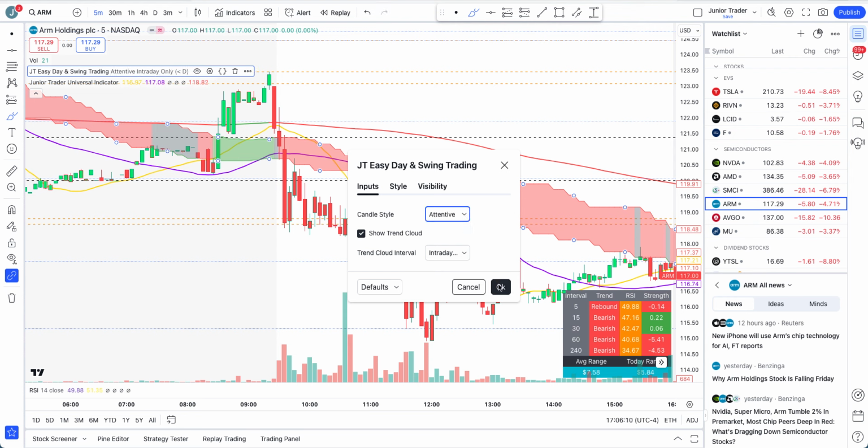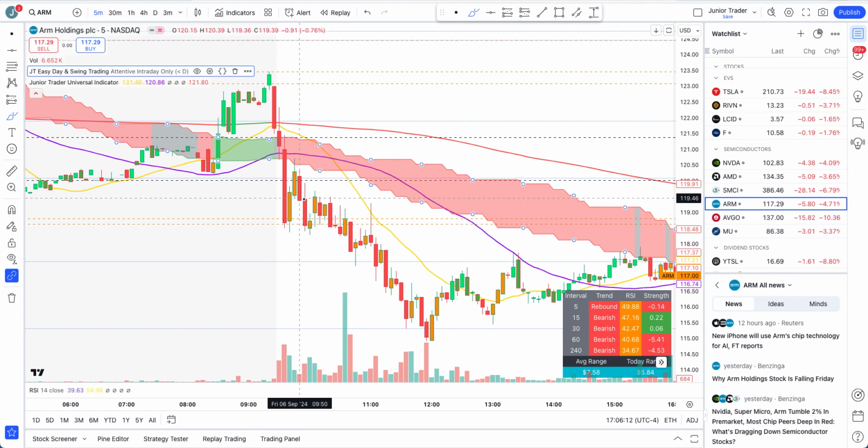I like to keep it attentive, but you can choose as per you like. So you get my point, right? The structure is not bullish. This is how you would use the tools for day trading. It just makes it so simple to trade.